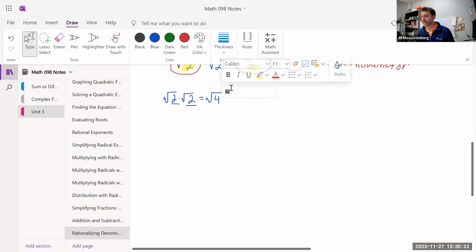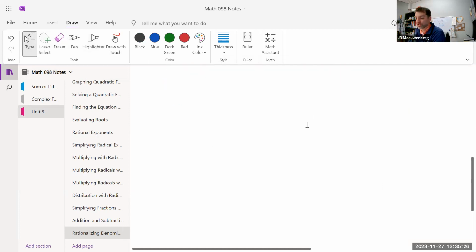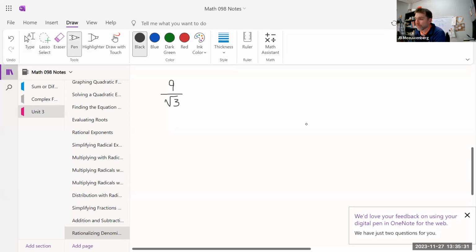I was going to type it, but that doesn't look like it's going to work well. So I'll just say it. Your instruction is to rationalize each denominator. So let's start with this one, 9 over radical 3.